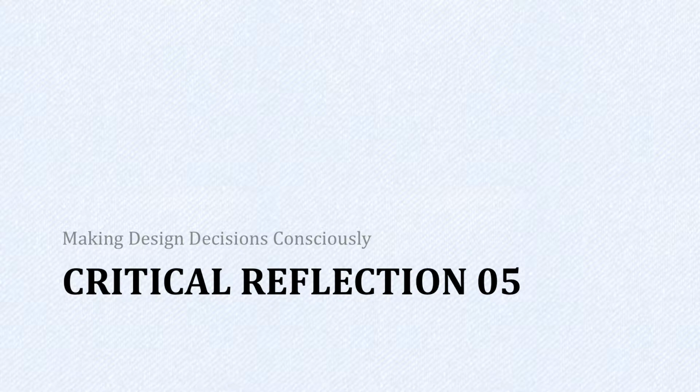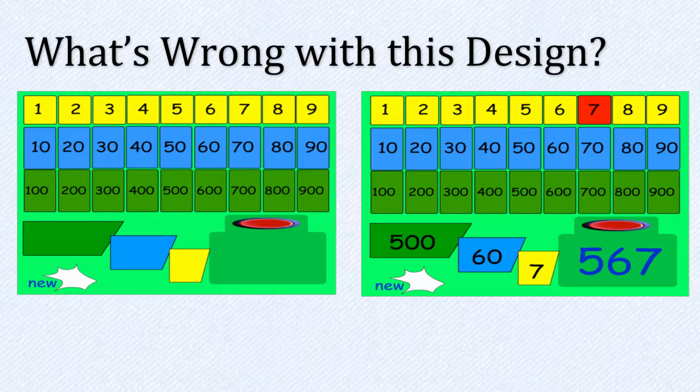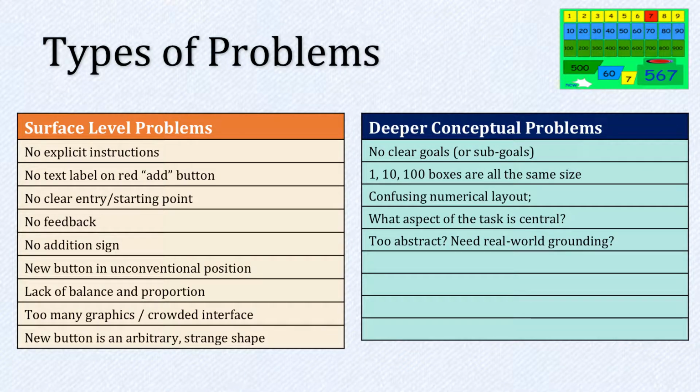All right, so let's move on. Now I want to talk a little bit more about making design decisions consciously by reflecting on Critical Reflection 5. And of course, you all remember this particular assignment. We showed you this quote-unquote game called Arrow Cards, and we asked you to evaluate the overall effectiveness of this piece of interactive media. In particular, we asked you to focus on surface-level problems and some of the underlying conceptual-level problems with this design. And as a class, we came up with lots of problems.